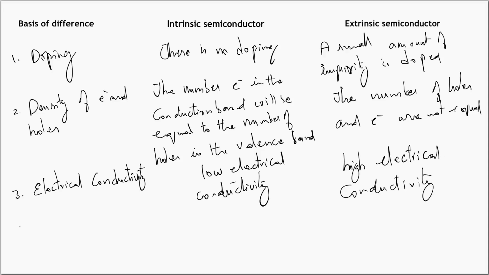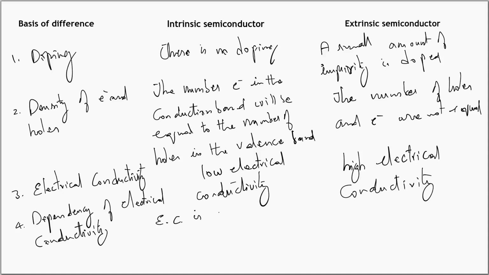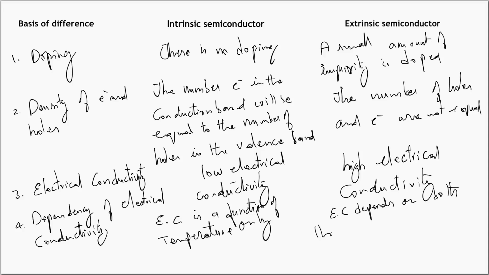The next parameter we discuss is dependency of electrical conductivity. In the case of intrinsic semiconductors, the electrical conductivity is a function of temperature only. Whereas in the extrinsic semiconductors, electrical conductivity depends on both the temperature and the amount of impurity.